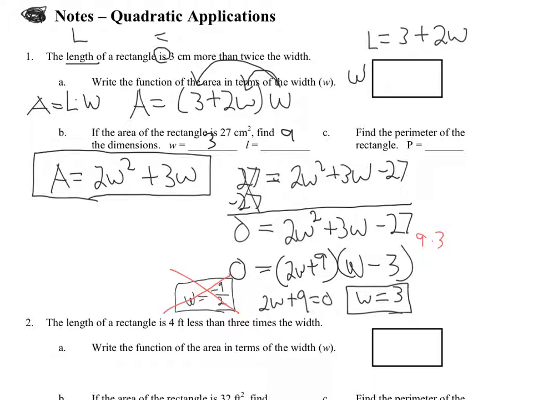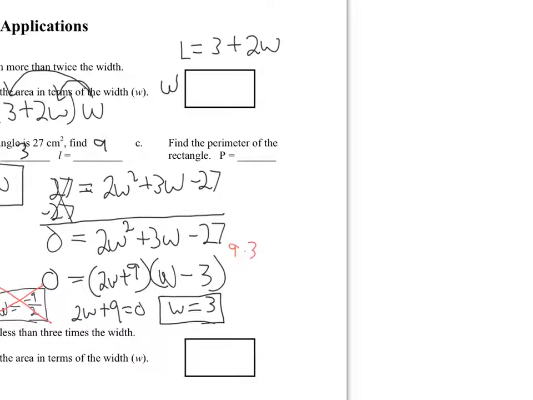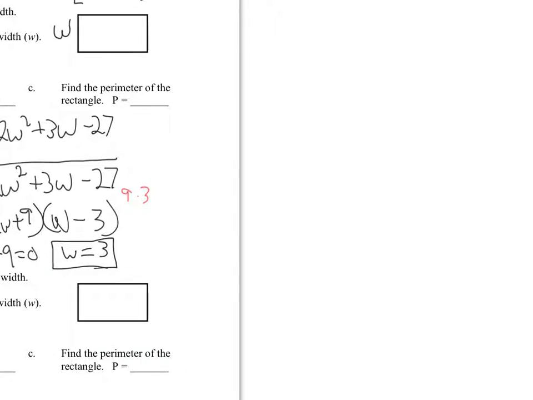So that took care of that one. Now the last thing we need to do for this problem is C, where it says find the perimeter of P. Well, we know perimeter means you just add up all the sides.